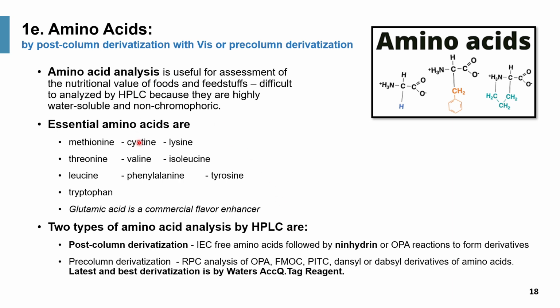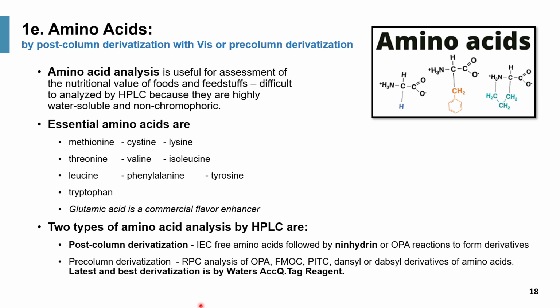The analysis of amino acids is difficult because they are highly water soluble, so you cannot use reverse phase, and most of them are not chromophoric, so you have to do some type of derivatization. Amino acid analysis is useful for assessing the nutritional value of food and feedstuff. Essential amino acids are listed here. Several of them have a chromophore in UV. Note that glutamic acid is a commercial flavor enhancer.